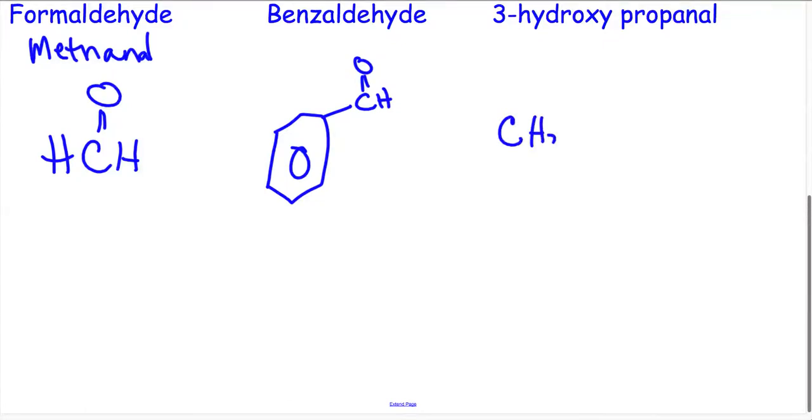So I'm going to have 3 carbons. The first one here, the one that looks like it's on the end, is double bonded with an O. That is the -al part. The 3-hydroxy, I count 1, 2, 3, and I put an OH group on the end.